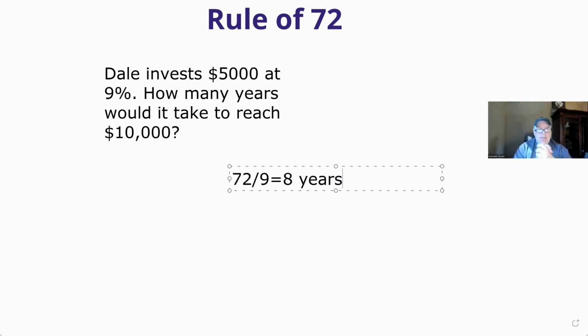If you want to know how many years, you do 72 divided by the interest rate. If you want to know the interest rate, you're going to do 72 by the number of years it takes to double to get the rate of return. That's the rule of 72. It's not even all that hard.